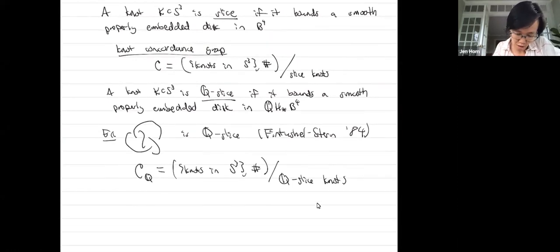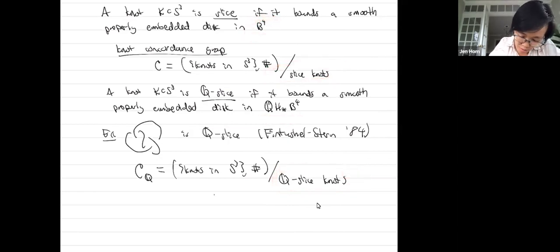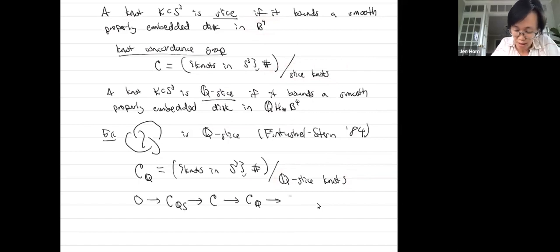Notice, every sliced knot is rationally sliced since B4 itself is a rational homology ball. So we naturally get a surjection from the concordance group onto CQ. And then you could look at the kernel of this map, which I'll denote CQS. We have this short exact sequence, and this is just a subgroup of the concordance group consisting of rationally sliced knots.